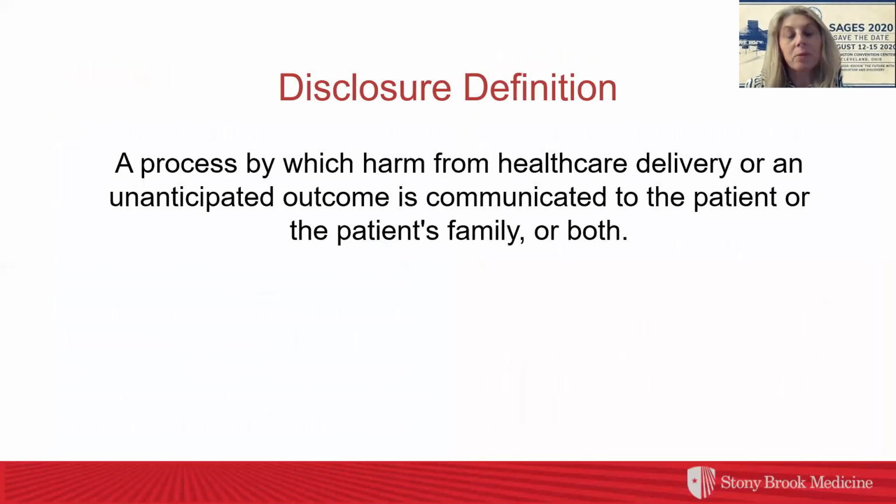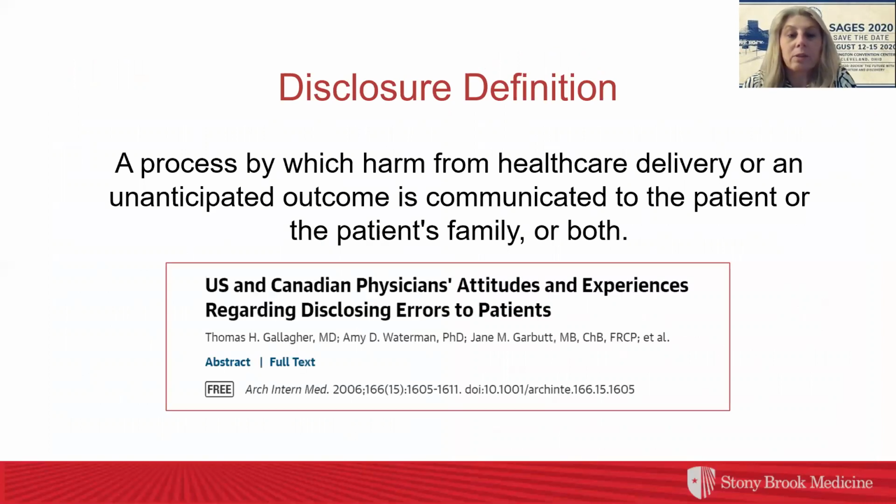How do we disclose errors when we don't know? It's unclear, and in most cases it isn't clear when something is an error or a negligence. Disclosure is a process by which some form of harm from healthcare delivery or an unanticipated outcome is communicated to patients. This is very difficult and sometimes not done properly. In fact, 22% of physicians disagreed with the need to disclose minor errors at all to patients. This was in a survey done of 26,000 patients in Canada and the US.